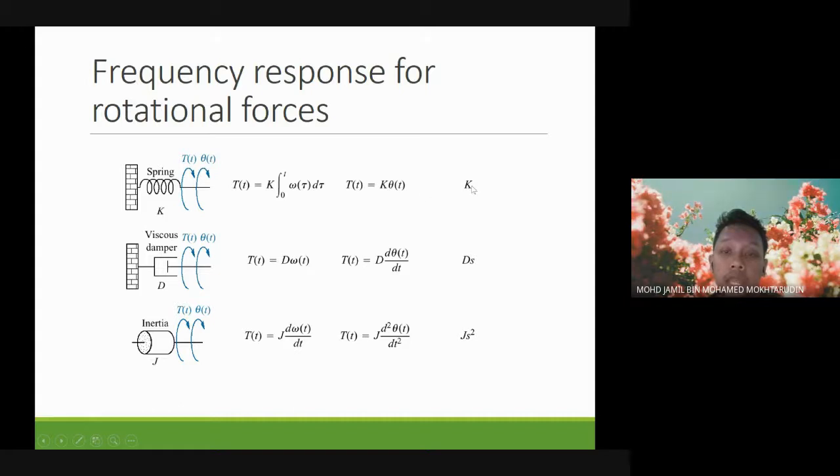In frequency domain, it becomes K Theta(s). Similarly for the viscous damper, it's D times d theta dt, the rotational or angular velocity. In frequency domain, it becomes D s Theta(s). And for inertia, similar to linear motion, we have J times angular acceleration, d squared theta dt squared. In frequency domain, it becomes J s squared Theta(s). So it's analogous to translational motion. The only difference is it measures rotational displacement, whereas in linear motion it measures linear displacement.